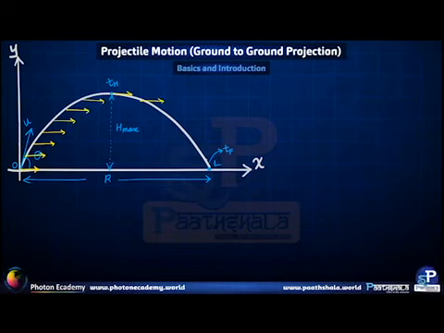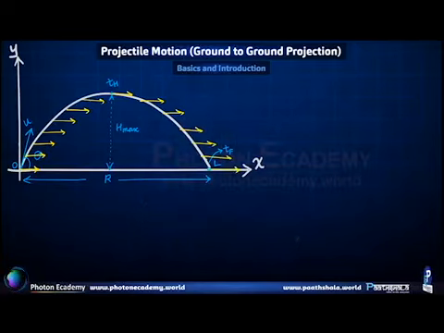This is a key feature of horizontal ground to ground projectile motion and may be used in many questions and problems. All these yellow vectors that I have drawn are parallel to each other and have constant magnitude of velocity, u cos theta.